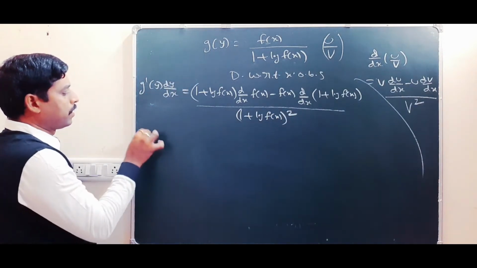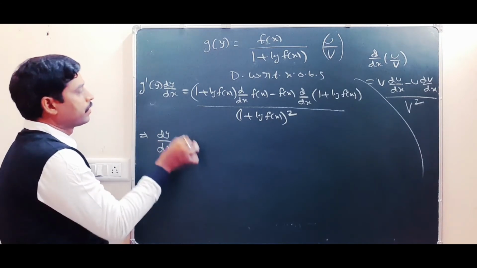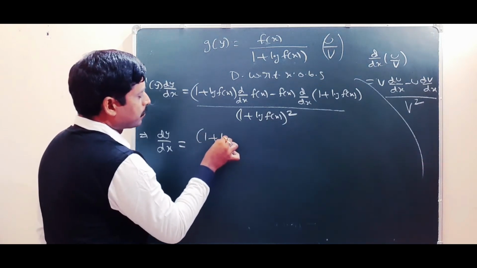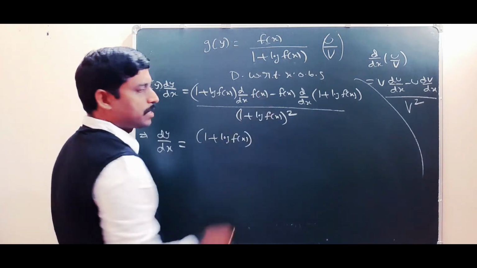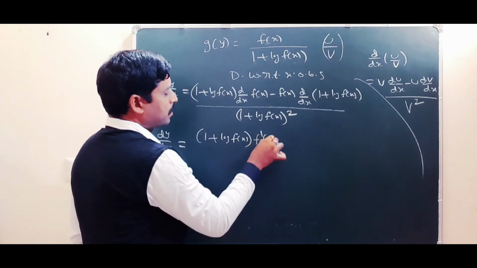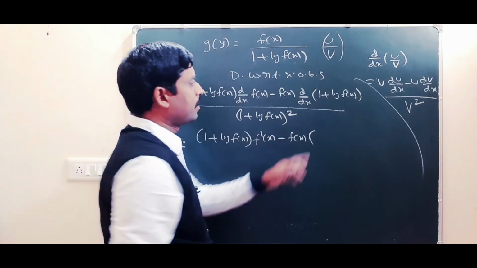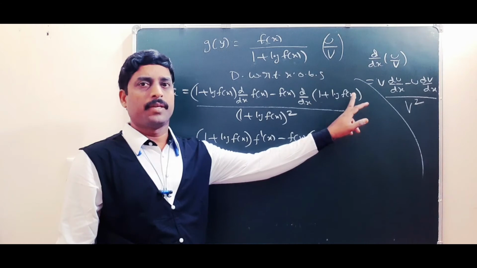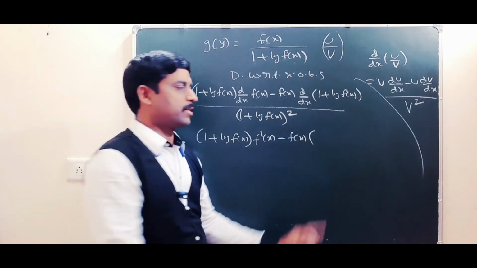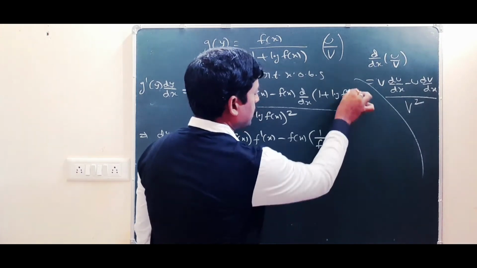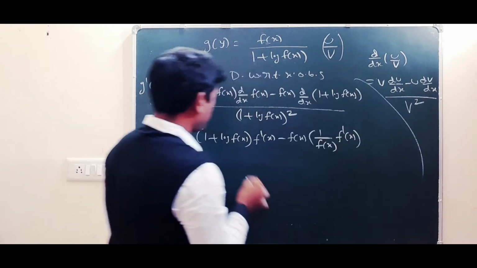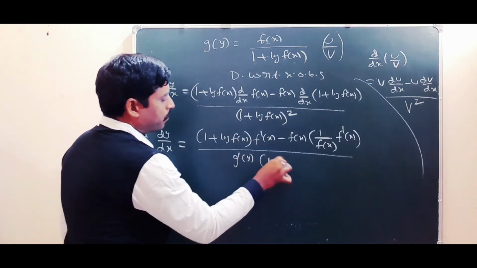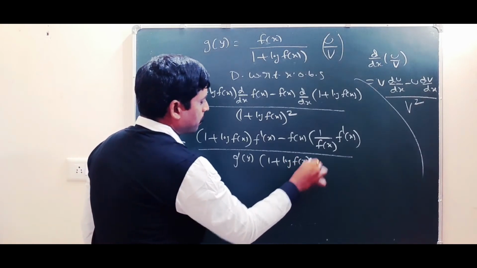Therefore dy by dx equals this, and we bring g dash of y to the right side as a divisor. So we have 1 plus log f of x into f dash x, minus f of x into the differentiation of 1 plus log f of x. The differentiation of log f of x is 1 by f of x into the differentiation of f of x, which is f dash x, by using the chain rule. This whole is divided by g dash y into 1 plus log f of x whole square.